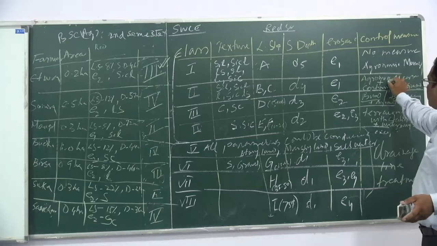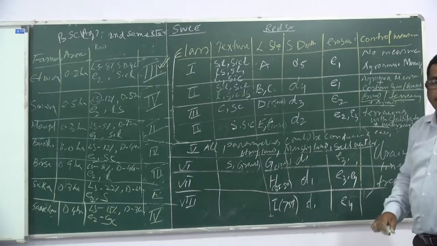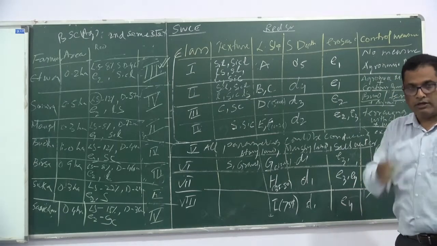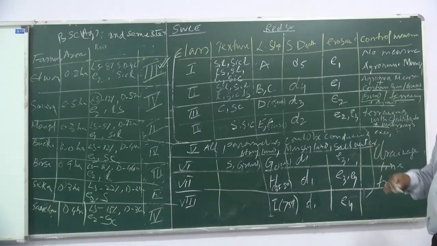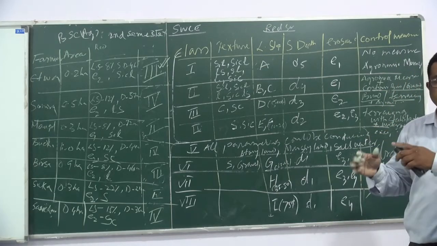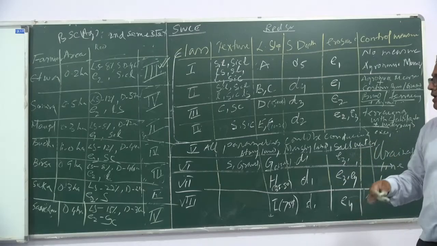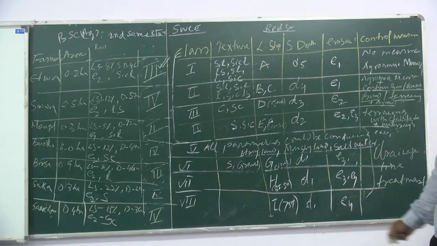For that, we have to go for agronomic measures like contour farming and crop rotation, and it should also be supported with bunding in some cases. Bunding, contour or graded bunding, according to the place where he is living.